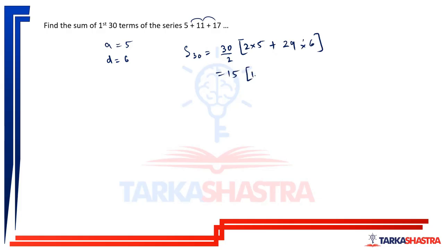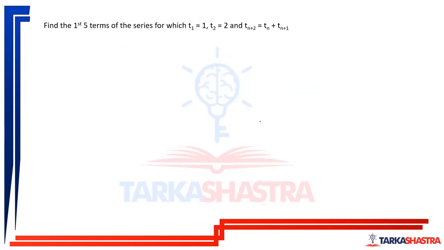So this is 15 into 10 plus 29 into 6, which is 174, so 10 plus 174 is 184. 15 into 184 is 1840 plus 920, since this is 184 into 10 and this is 184 into 5. If I just add it, it will become 2760. This will be the sum of first 30 terms of this arithmetic progression.